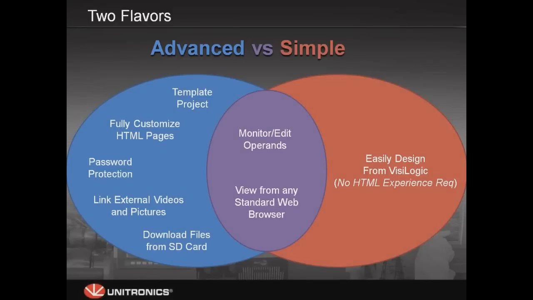And also a pretty neat feature is that you can download files from the SD card. What that means is if you are, say, logging information in a CSV Excel file on the PLC, you can have the users dial in and download that Excel file that's being created off of the SD card, download it through the web server, and have access to it right on your PC. So those are some of the unique features that you can do with the advanced web server.